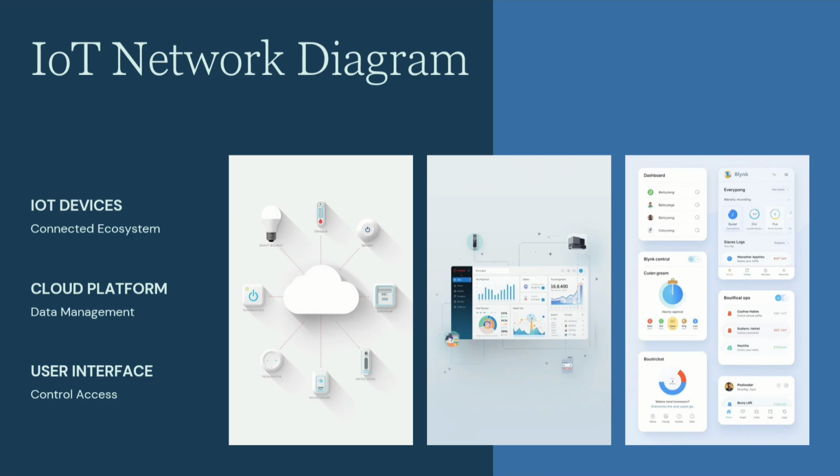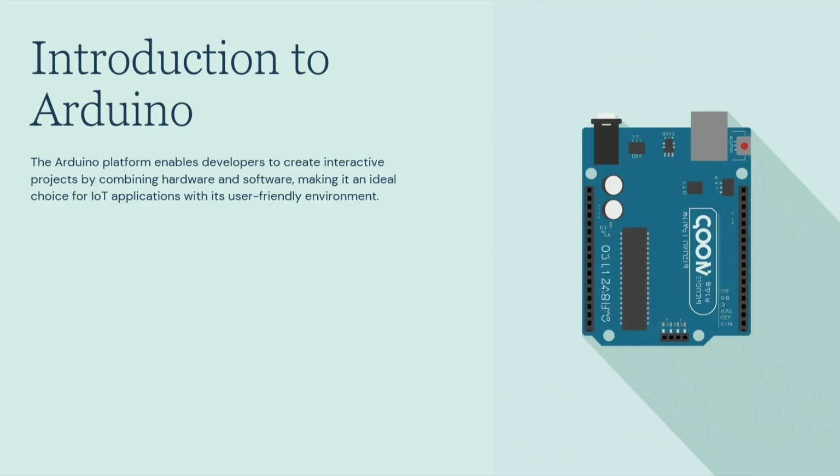IoT is connected to the ecosystem and to the cloud which holds the data, and we operate it through an interface. Here we used Arduino as the IoT device with input as light, and Arduino as the controller. For the controller interface virtually we use the Blynk app. Arduino is a platform that enables development and creativity in interactive projects, combining hardware and software, making the choice of IoT application user friendly.